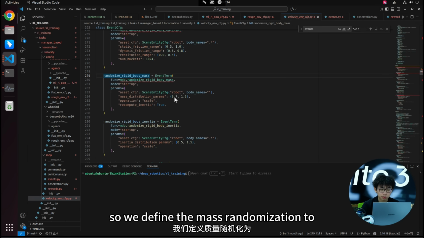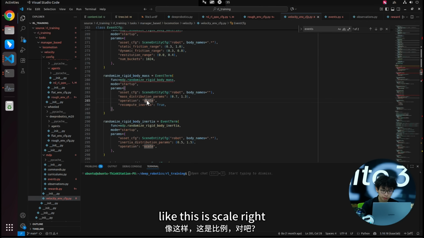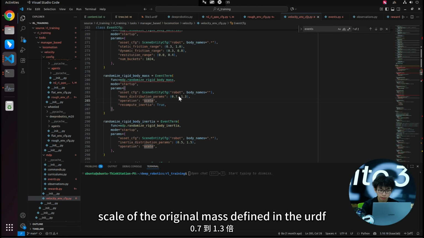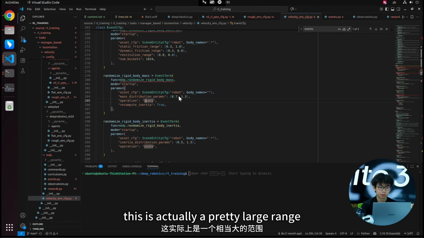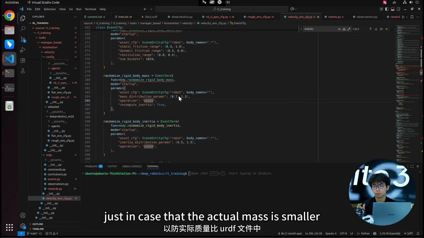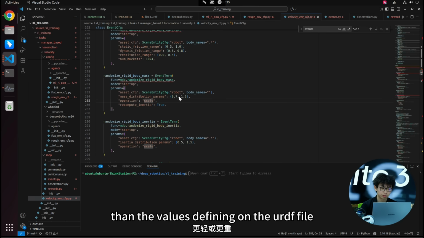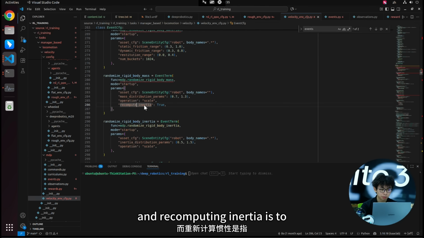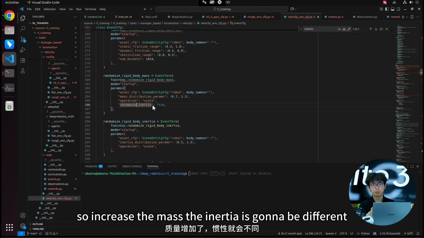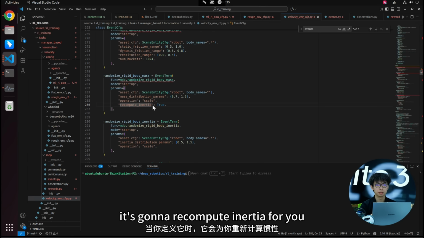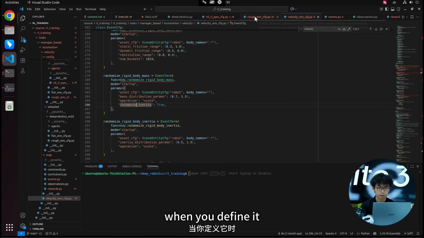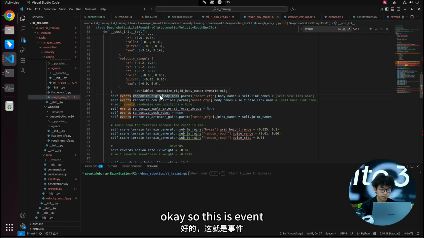So we define the mass randomization scale to be 0.7 to 1.3 of the original mass defined in the URDF. This is actually a pretty large range, just in case the actual mass is lighter or heavier than the values defined in your URDF file. And recomputing inertia: when you change the mass, the inertia is going to be different, so it recomputes the inertia for you. Okay, so this is this event.